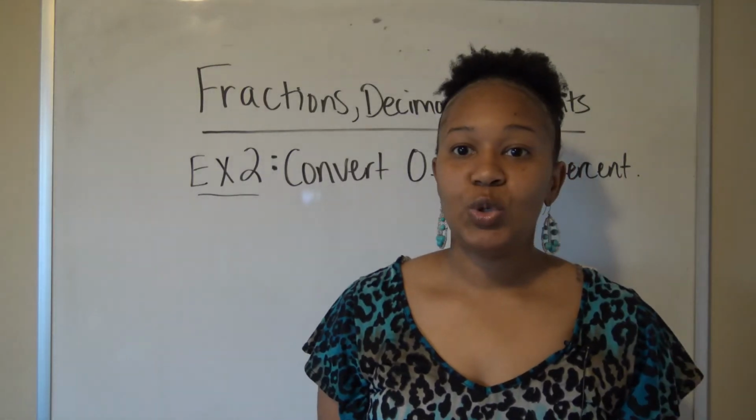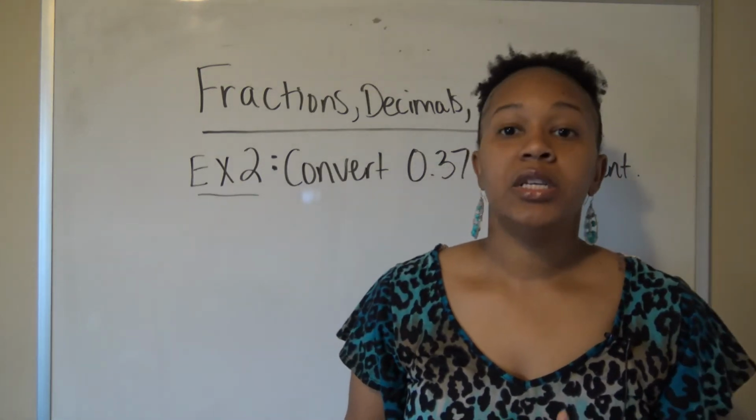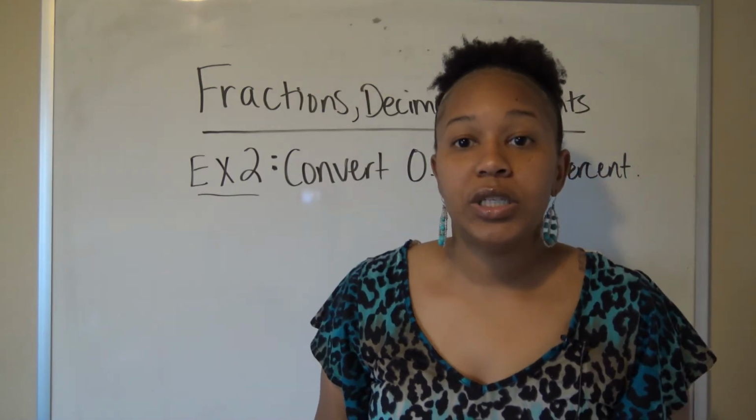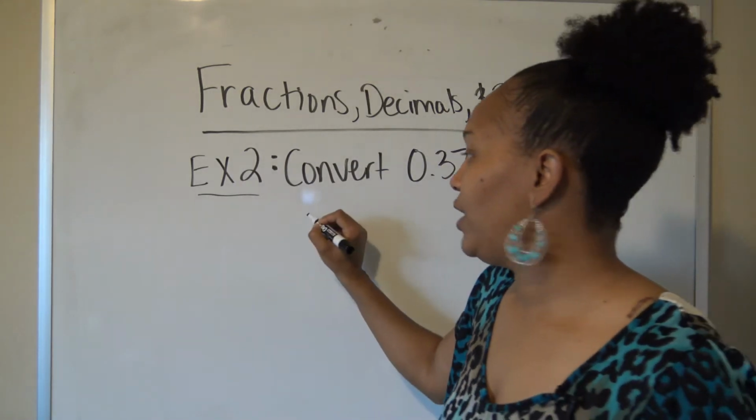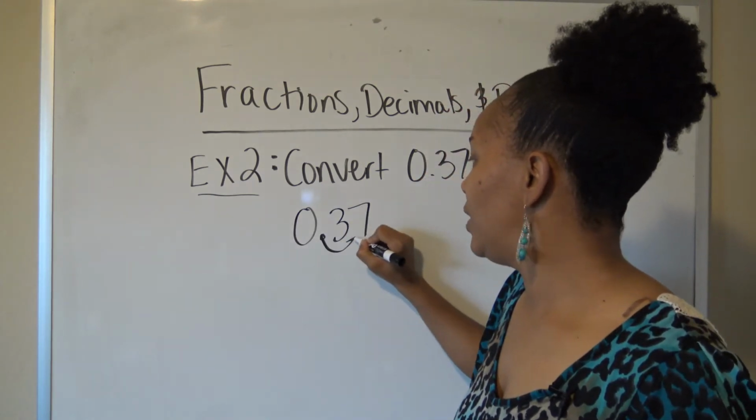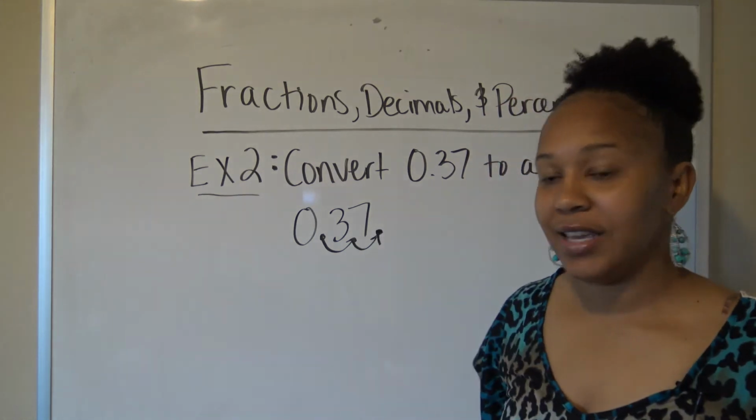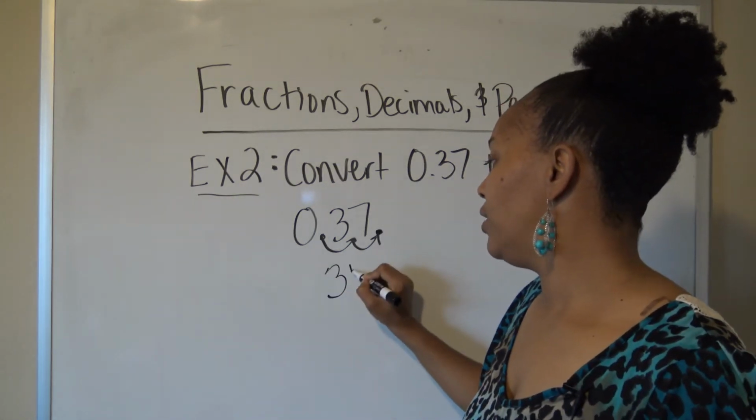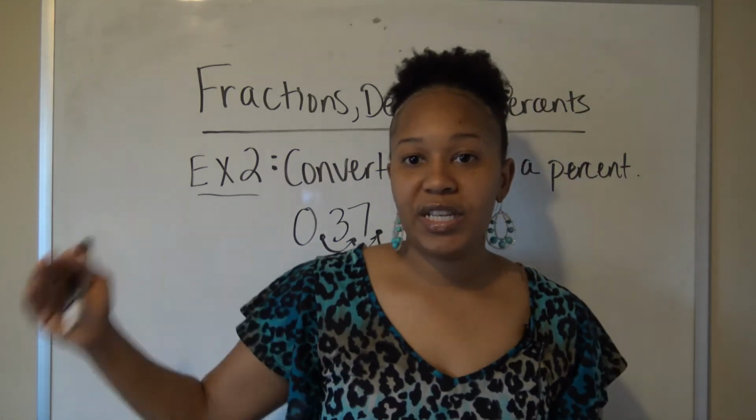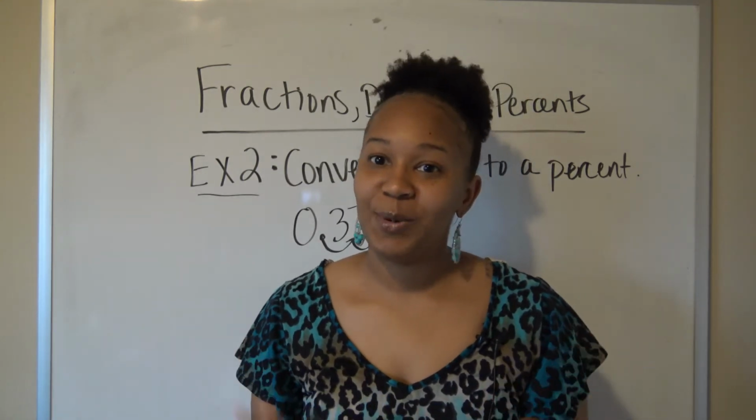So for example 2, I want to convert 0.37, which is the decimal, to a percent. So I can actually take that and multiply it by 100, but multiplying by 100 is the same as saying move that decimal to the right 2 times. So if I take this decimal and I move it to the right 2 times, that's 1, that's 2, then the decimal now goes behind the 7. And so that actually converts to 37%. So to convert from a decimal to a percent, you move the decimal to the right 2 times. All right, pretty simple, right?